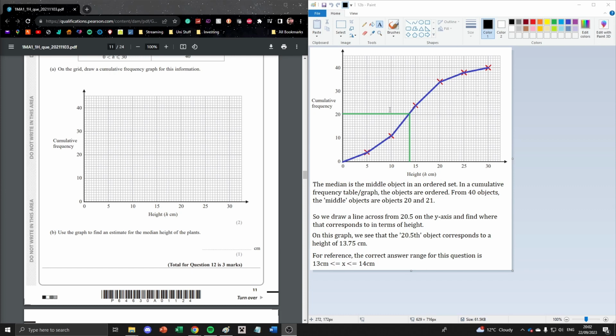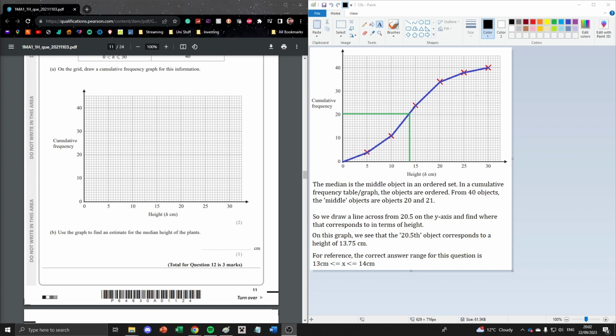So we go across on the cumulative frequency from 20.5 to our graph, and we then go down to the corresponding height value, which is 13.75 centimeters, at least the way that I've drawn the graph. If you've done this and got a slightly different answer, the correct answer range for this question, given in the mark scheme, is between 13 and 14 centimeters inclusive. So if you've got any value in that range by doing a similar method to this, then you would get full marks.